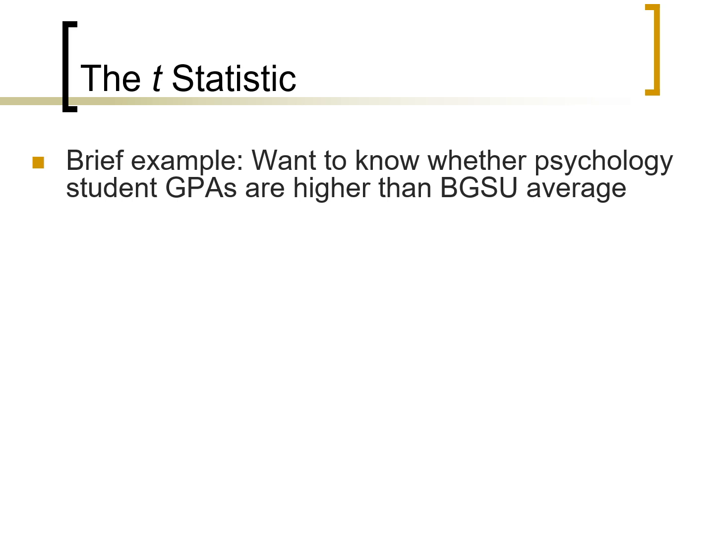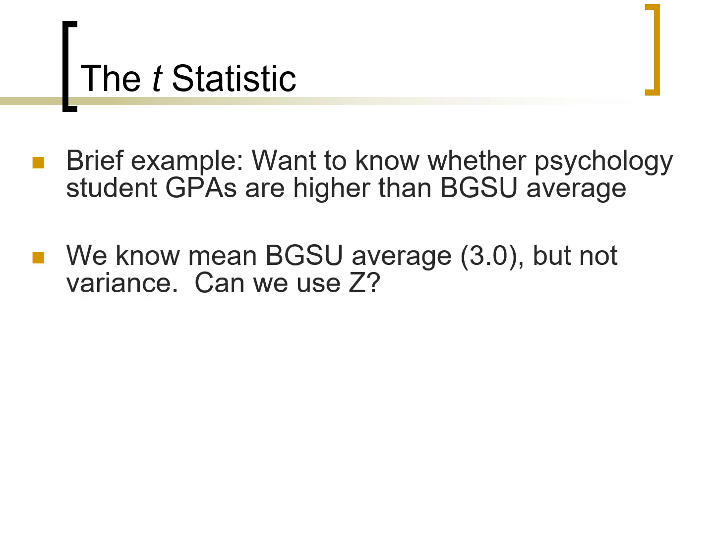Here's an example. If we want to know whether psychology student GPAs are higher than the BGSU average, we might know the BGSU average, but not the variance or the standard deviation. In that case, we'd like to use z, but it's now no longer an option.